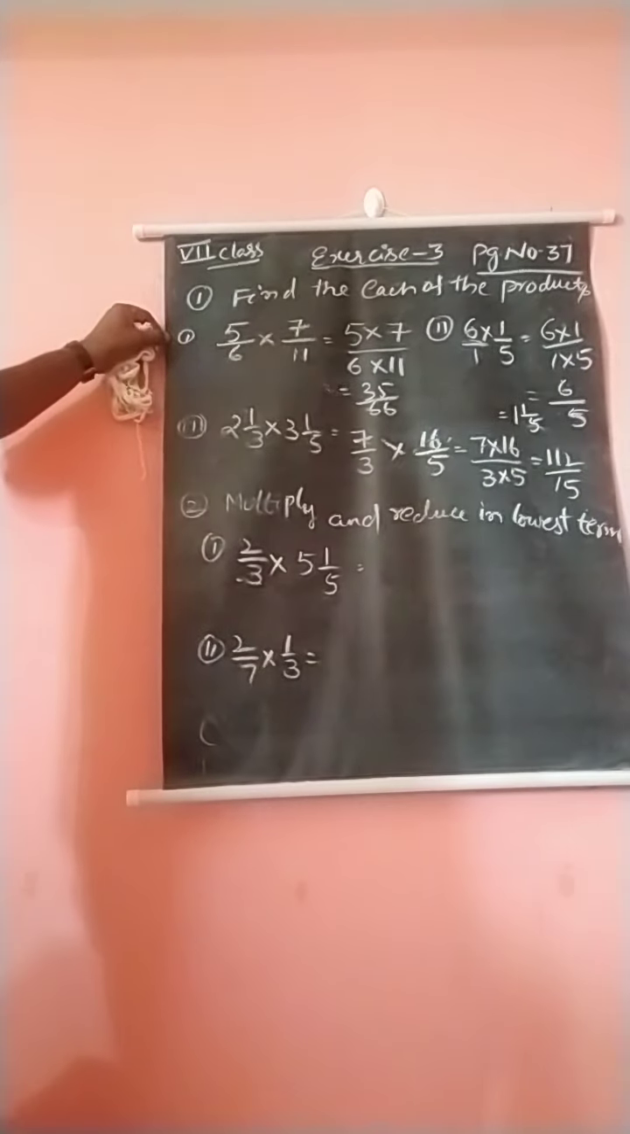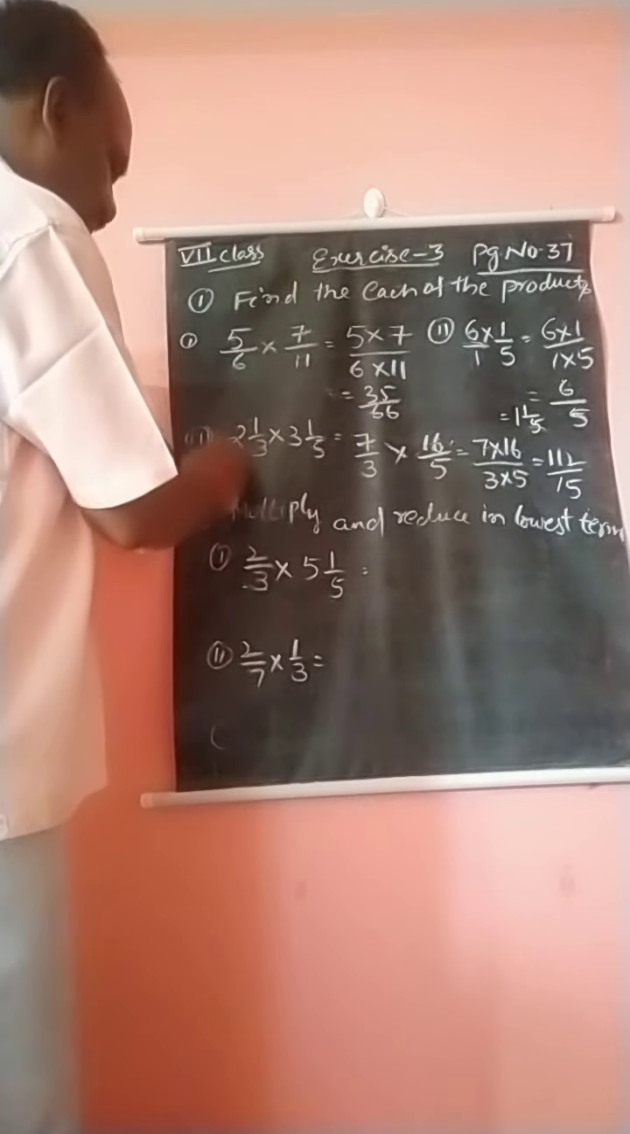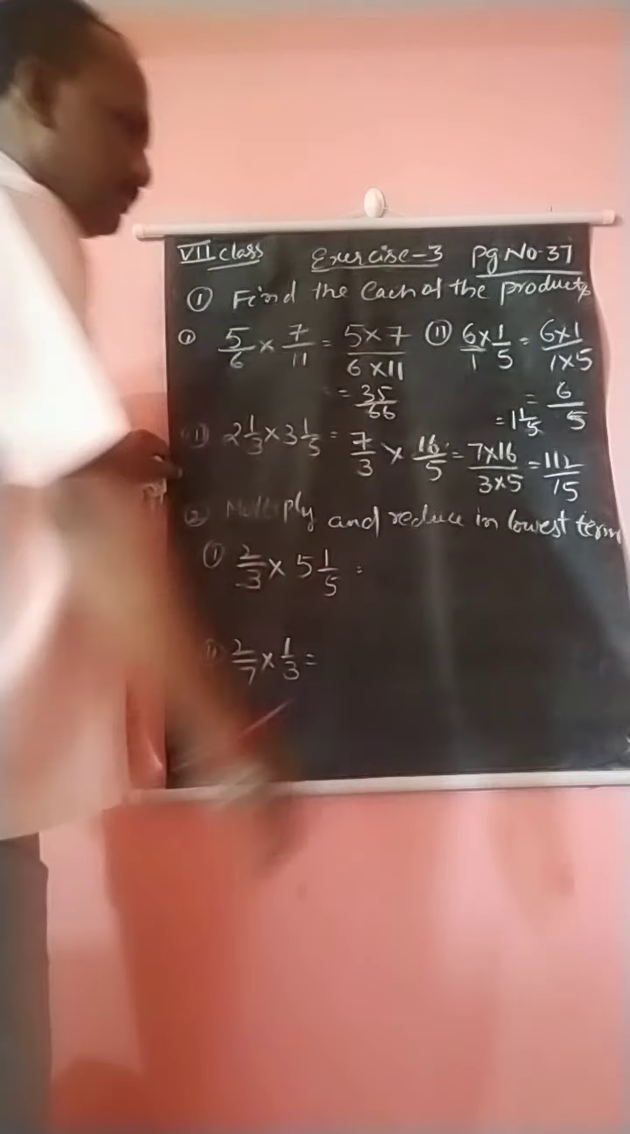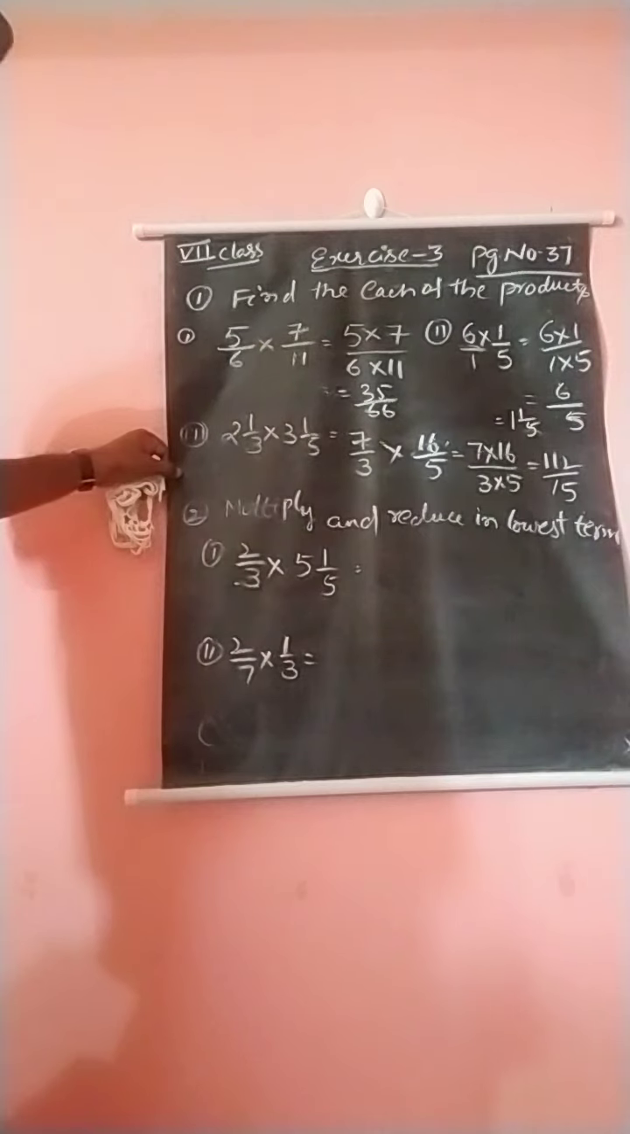Next, this was the first one. Second one: multiply and reduce to lowest terms.